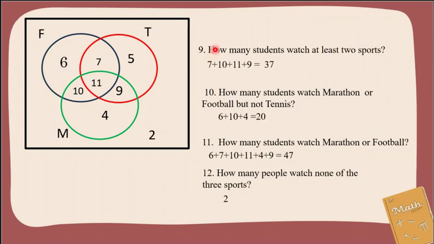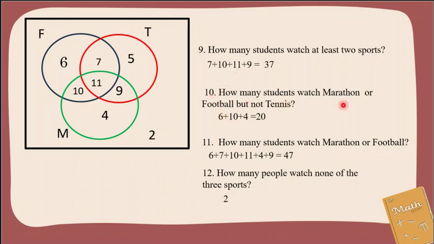Great. Now, how many students watch at least two sports? At least two. The words at least two suggest that they should watch two sports or more than two. And so if they should watch two sports, then 7 plus 10 plus 11 and then plus 9, because these people watch two, these people watch three, these people watch two, these people watch two, and they watch at least two. So two or more, making 7 plus 10 plus 9 plus 11. That is 37.